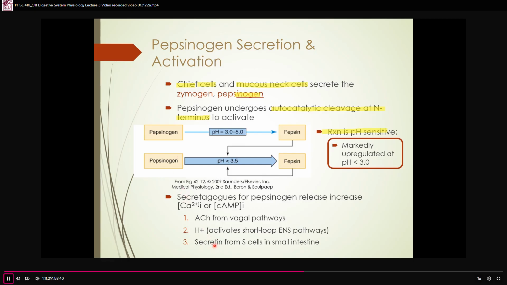And secretin, we're going to learn, is activated when acid is present more distally in the intestines. The acid that's coming in from the stomach will activate S cells to make secretin. And secretin also acts through a cyclic AMP dependent pathway, so it can alter cyclic AMP levels in the cell, and those are other mechanisms for turning on these secretions. So these are the big things that are going to get our chief cells going and get our pepsins secreted.